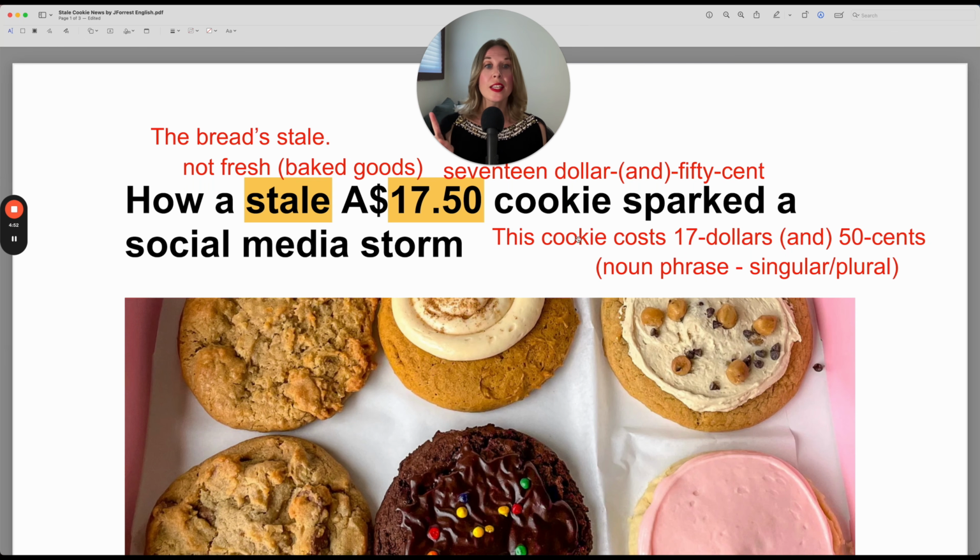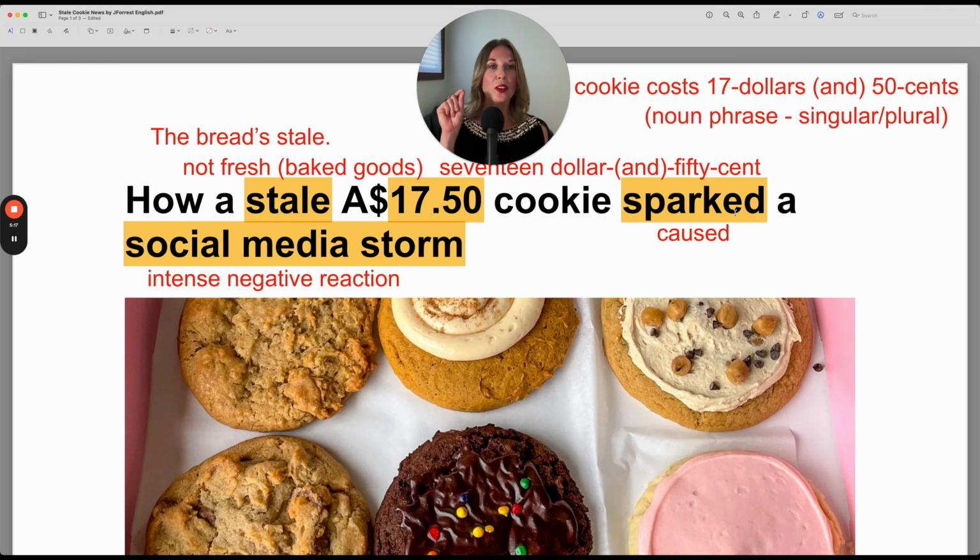But if you say this cookie costs, which is a very common sentence structure, you would add the S if it's more than $1 or more than 1 cent, because this is a noun phrase, so it exists in the singular and plural. So you would say this cookie costs $17 and, which is still optional, 50 cents.